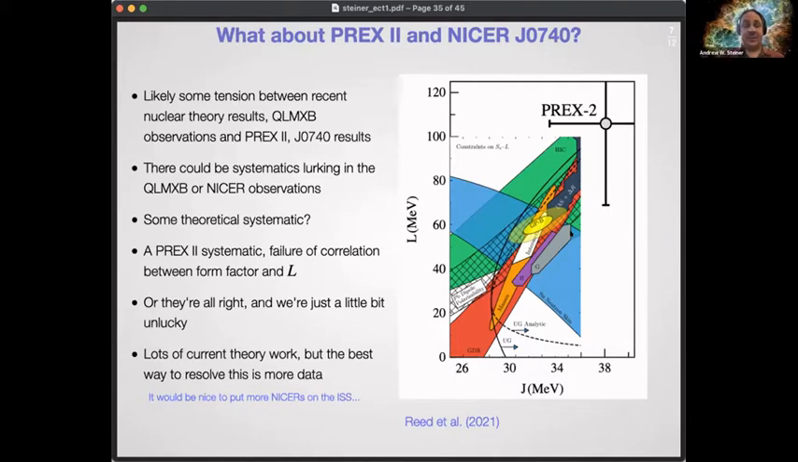I think it would be nice to put more NICERs on the ISS. And I would like to do PREX another 500 times. But we'll see what we have money for.